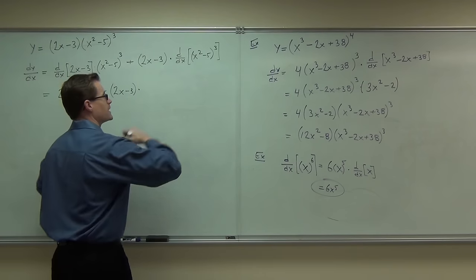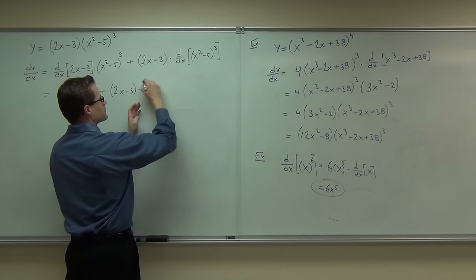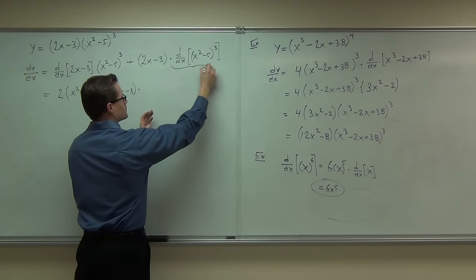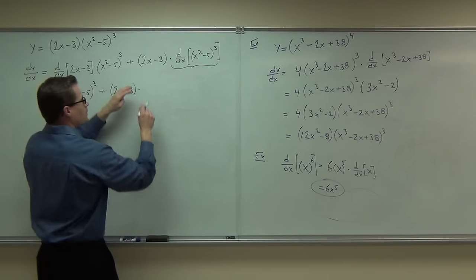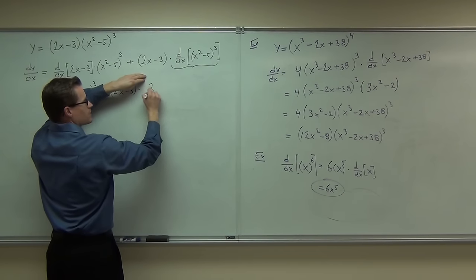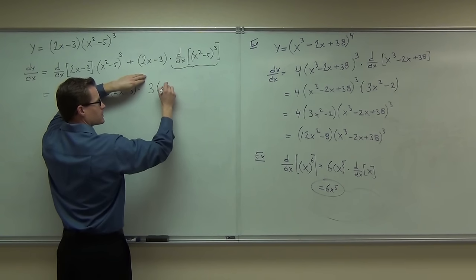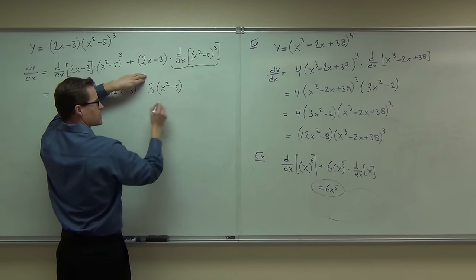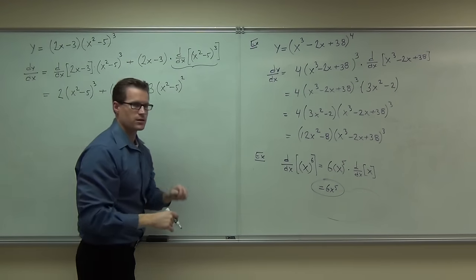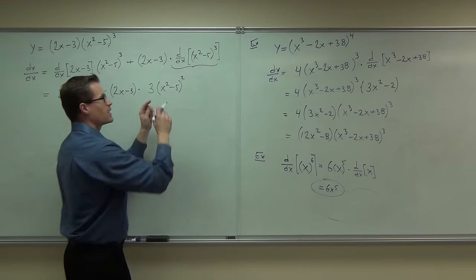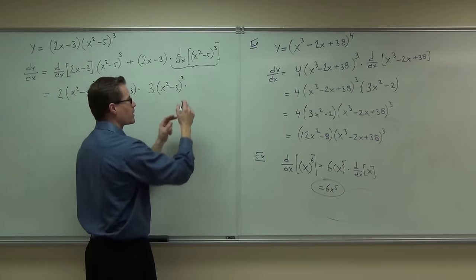General power rule says, well, what I'm going to do is, for this piece, what do I do? Bring down the 3. So notice I'm here right now. I bring down the 3, very good. What do I have next, please? X squared minus 5. Good, I don't change that inside. I don't change that. To the what exponent? Square. Oh, don't forget that. And then I'm done, right? Okay. Times the derivative of the inside. That's the chain rule. That is the general power rule.